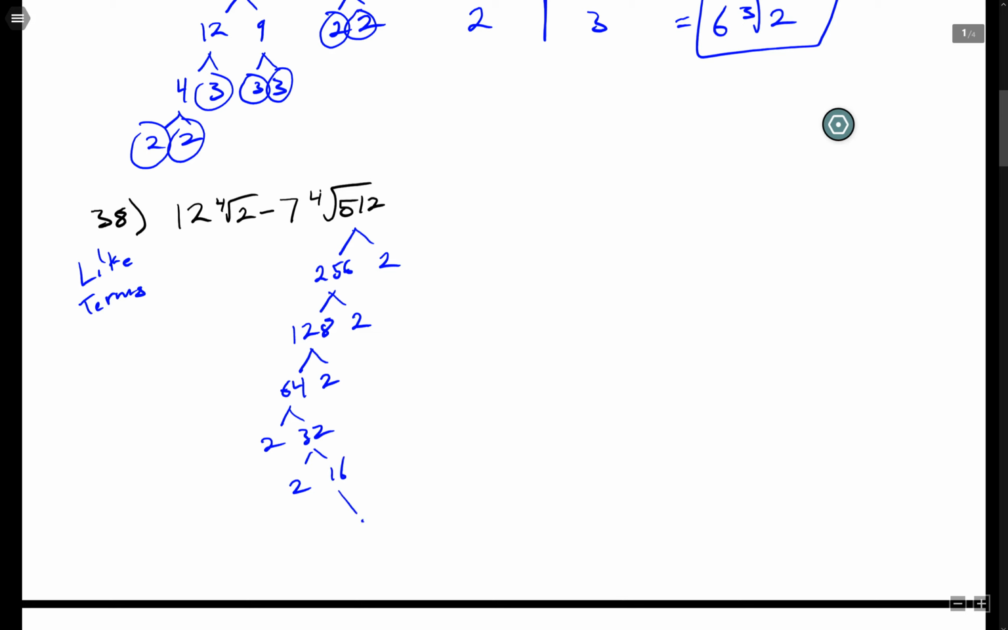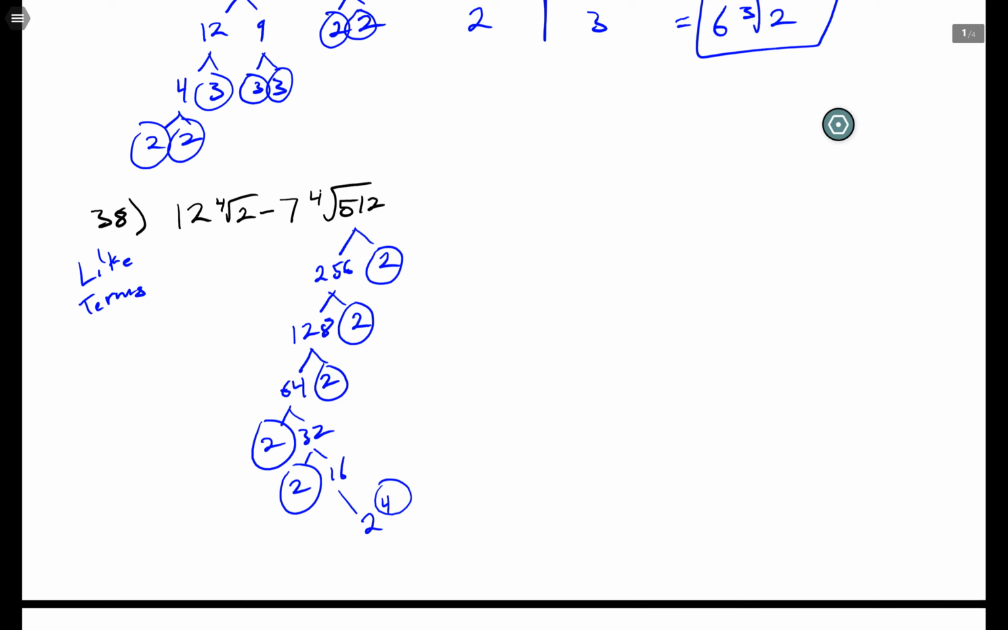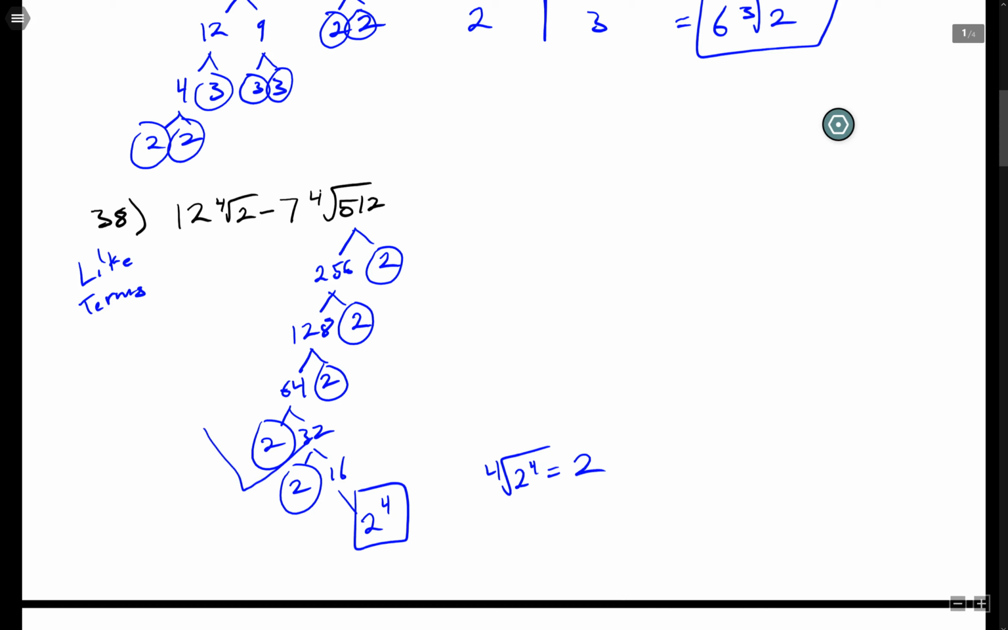I know in this 16 there are going to be 4 more 2's. I just kind of know that. Like, you can continue to break it down, but I know there will be 4 more 2's. So this 512 is 1, 2, 3, 4, 5, 6, 7, 8, 9, 2's. All of those 2's. And remember, I'm looking for if there are quadruples of them. So here's a quadruple. The fourth root of 2 to the fourth is just 2, right? The fourth root of 2 times 2 times 2 times 2 is just 2. Here is another quadruple. So I'll get another 2 outside. And then this 2 will be left under.